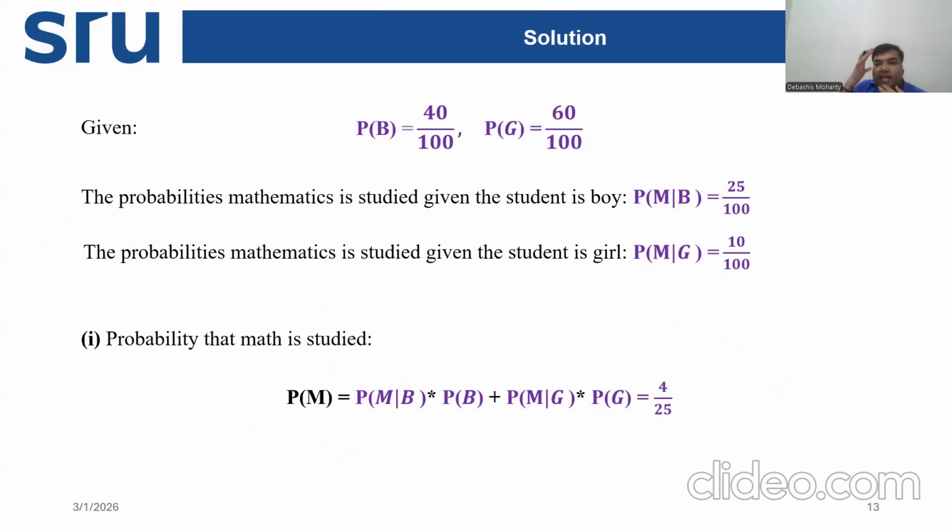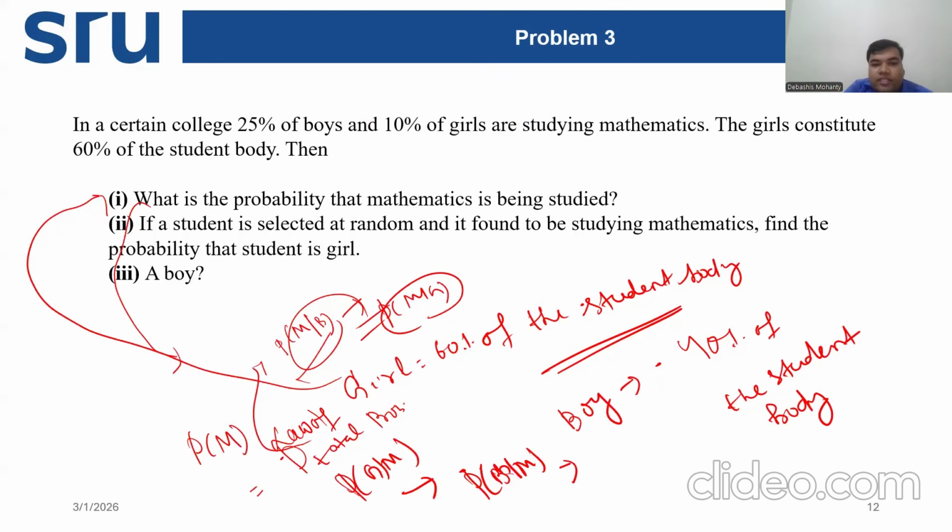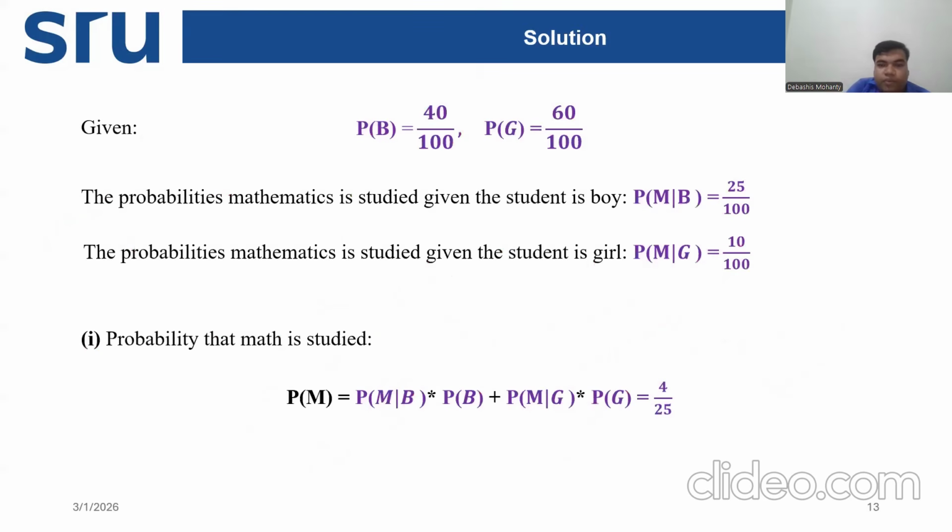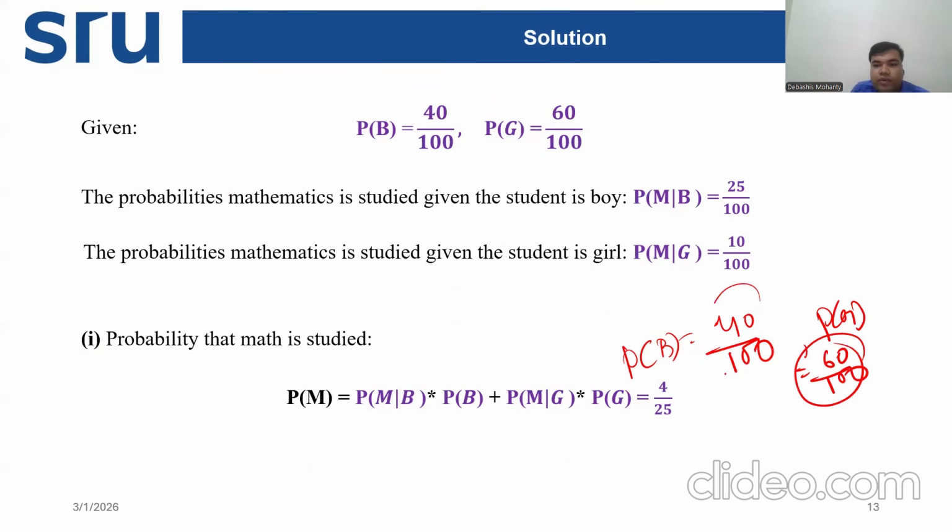So what data is given? Already I have discussed that. 60% are girls, which means 40% will be the boys of the student body. So the probability of boys is 40 divided by 100, that is 0.4, and the probability of girls, already given in the question, is 60%. So 40% are boys and 60% are girls.